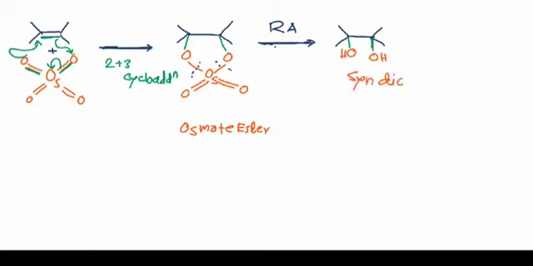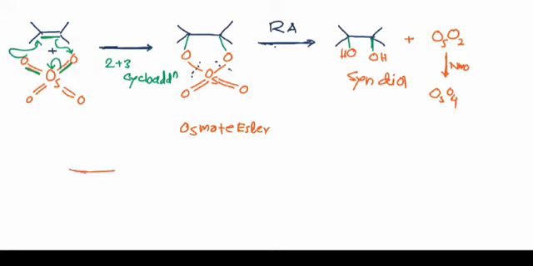Your byproduct is OsO2. That OsO2 is further oxidized by a co-oxidant, for example N-methylmorpholine N-oxide, and that will form your OsO4. That means your OsO4 is ready again for the reaction with the olefin.